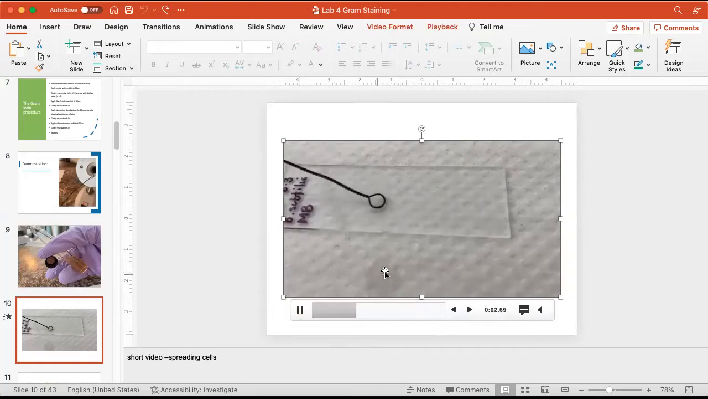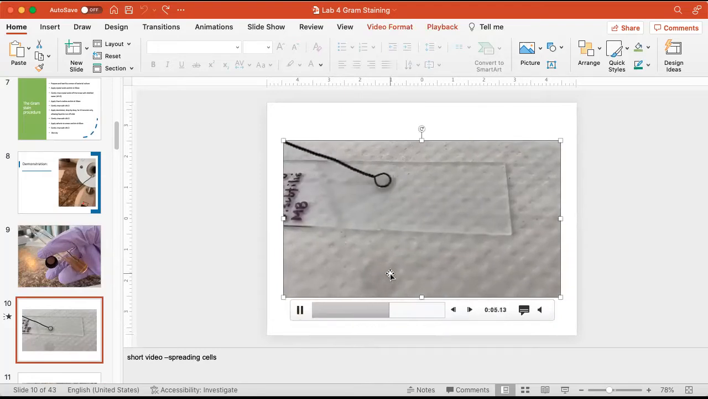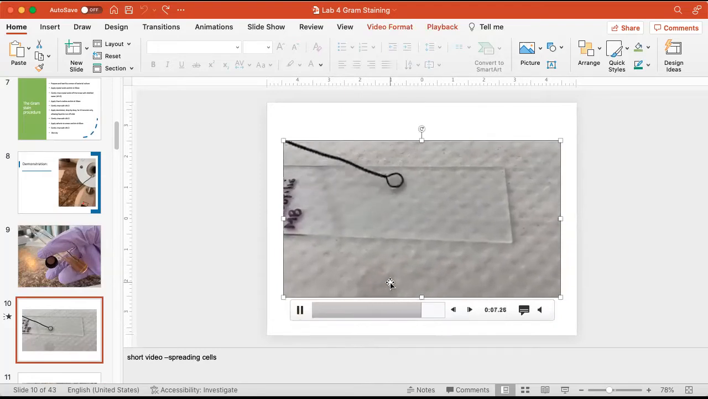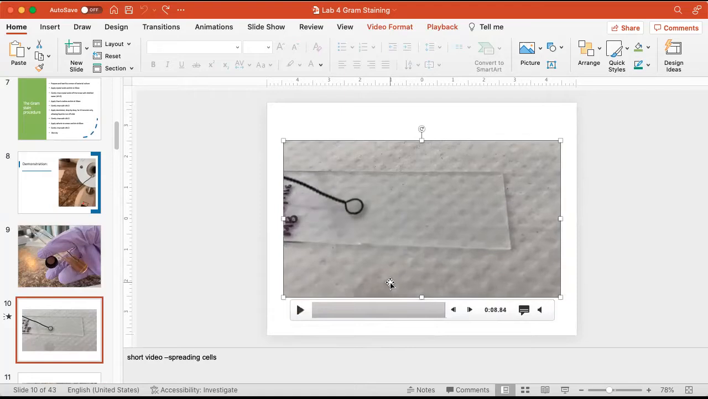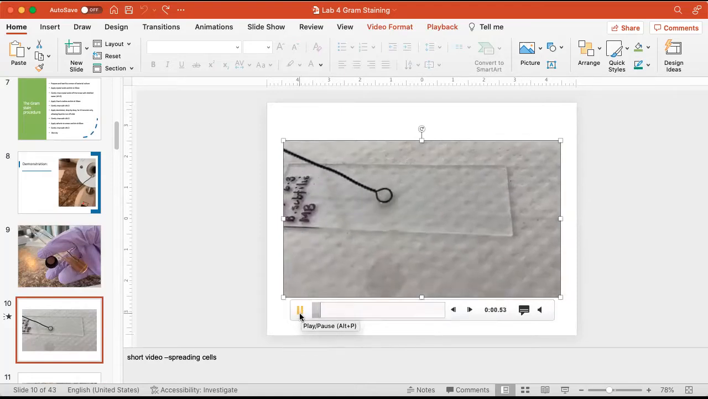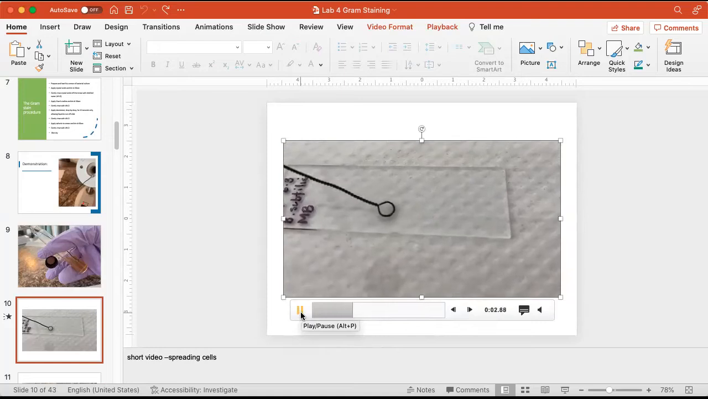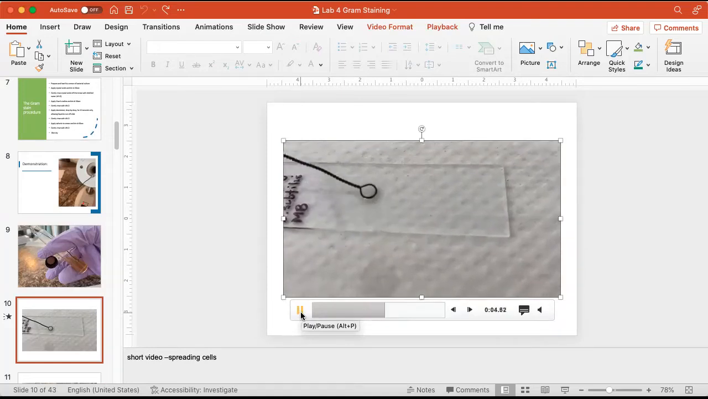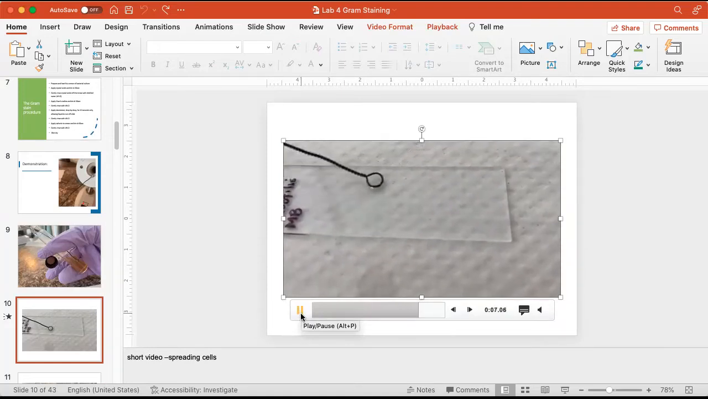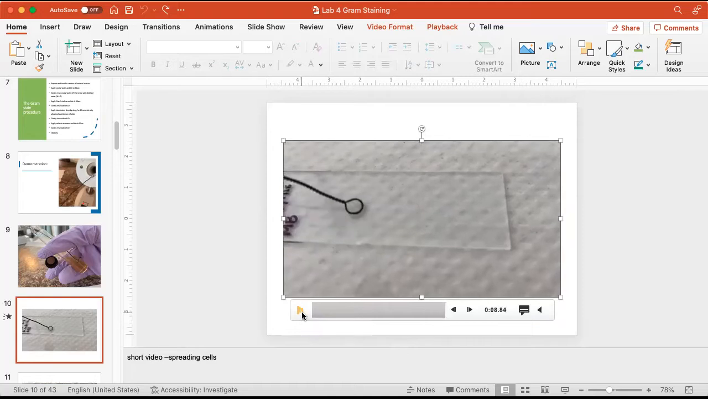I'm just making circular motions with this liquid. You end up making a smear probably the size of a quarter most of the time. You're just spreading that little bit of liquid out into as thin a smear as you can in the center of that slide.